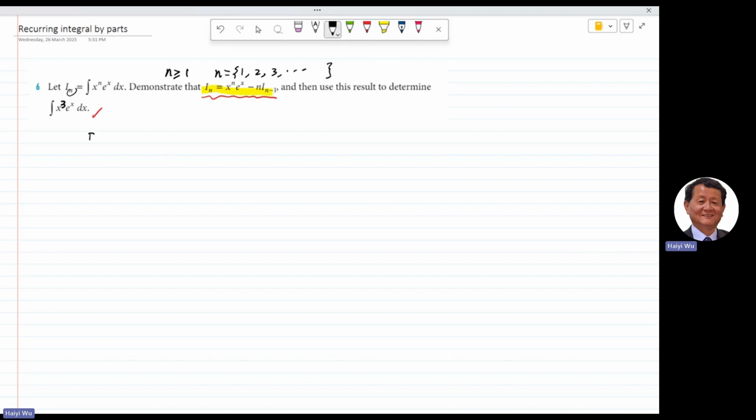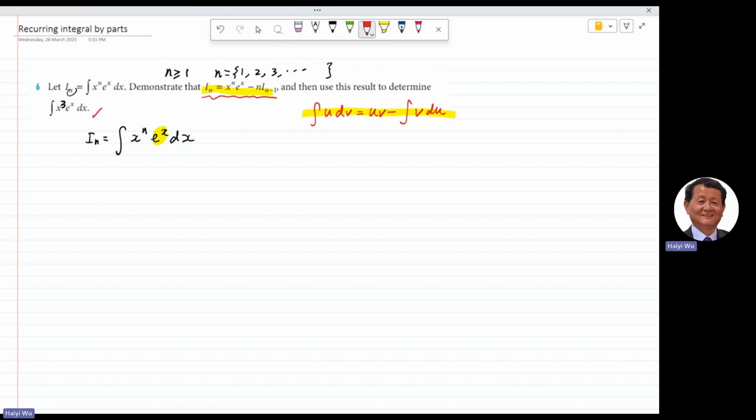So I'm going to say In is the integral of x to the power n e to the power x dx. Then I move this term. We're using the integration by parts. So we know the integration by parts is the integral of u dv equals u times v minus the integral of v du. So this is the formula we're going to use.